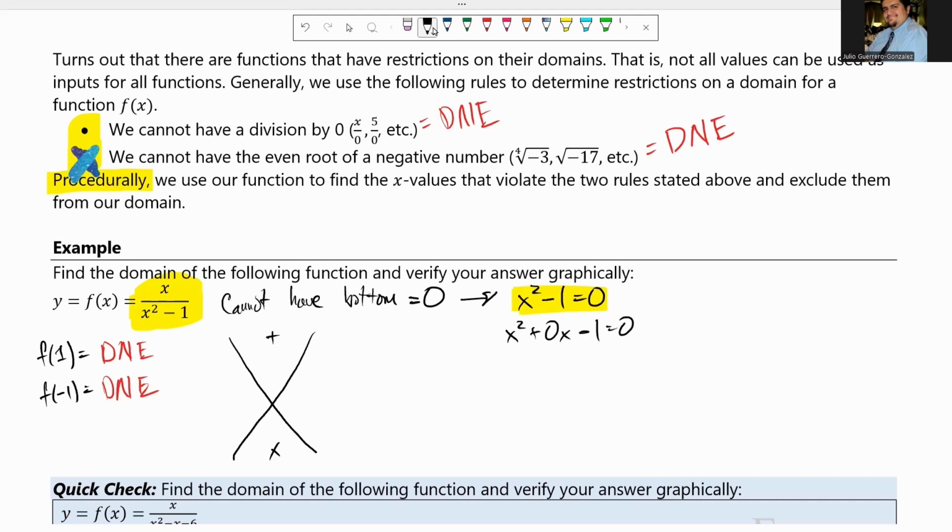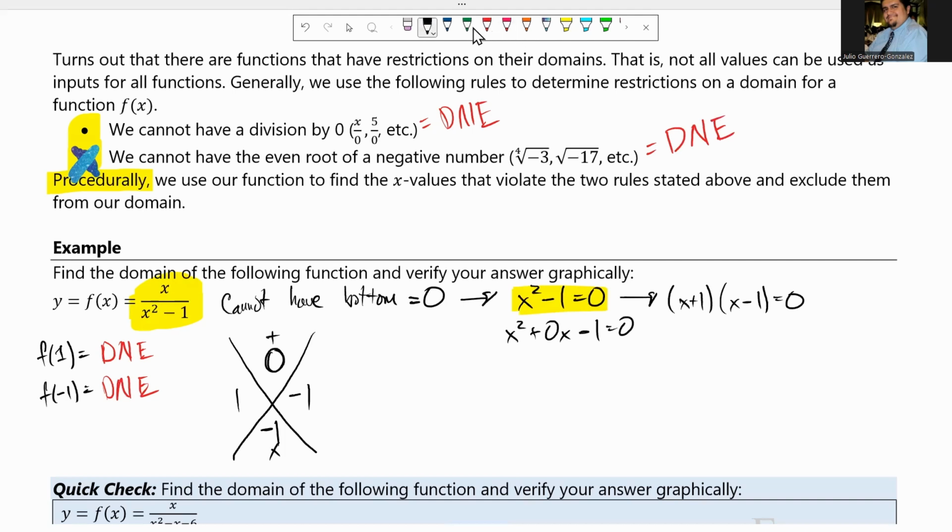We need two numbers that add to 0 and multiply to -1. The two numbers are 1 and -1. So that means this thing right here can also be written as (x + 1)(x - 1) = 0. Okay, this is getting us closer.